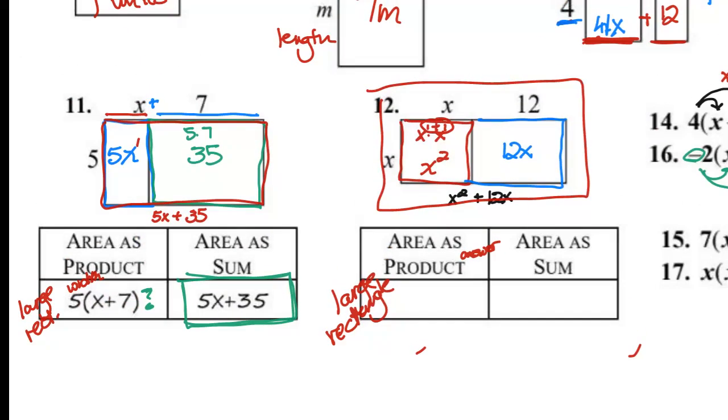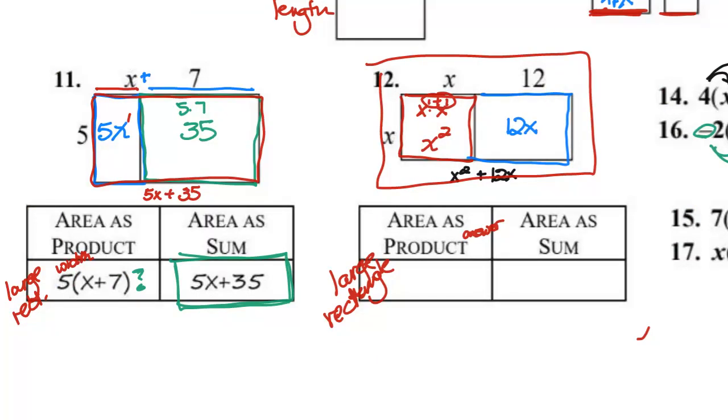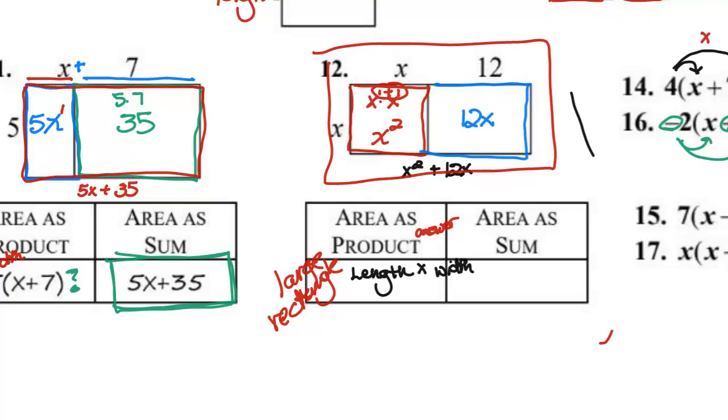If I'm looking at the large rectangle, how do I find area of that large rectangle? I have to multiply length times width, right? What is the length or longer side in number 12? Of the large rectangle. So I'm looking at this rectangle right here. This much is x, this much is 12, so the entire length would be x plus 12, right?